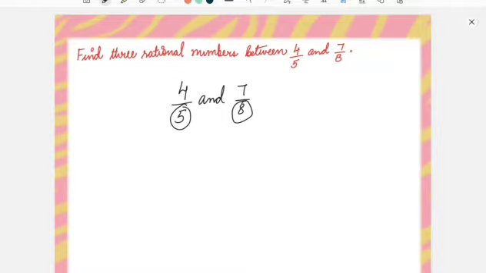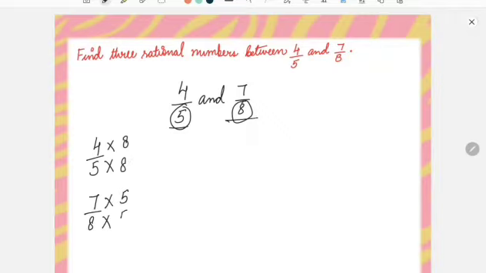सेम. Denominator सेम करने के लिए, since 5 and 8 are co-prime numbers, we'll multiply each numerator by the other's denominator. That means 4 by 5 will be multiplied by 8 and for 7 by 8 के लिए हम किससे मल्टीप्लाई करेंगे? 5 से, क्योंकि 5 और 8 को प्राइम नंबर्स हैं, राइट. तो what do we get? 32 by 40 and here we get 35 by 40.